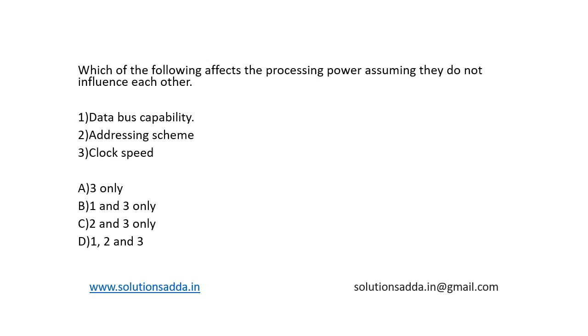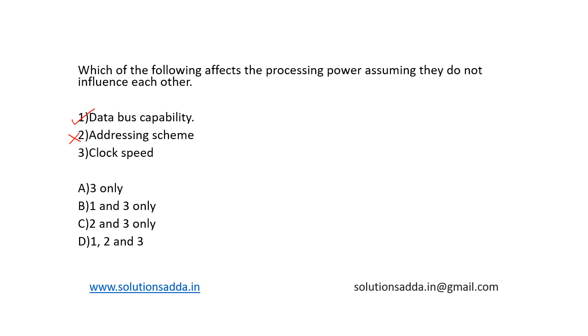Yes, if the bus size is increased, then we can have more words fetched in a single CPU clock cycle. This can ultimately affect the processing speed. So option 1 is correct. Now option 2, addressing scheme. Different addressing schemes have different execution times, but ultimately it does not affect the CPU's processing power. So this is not a factor.